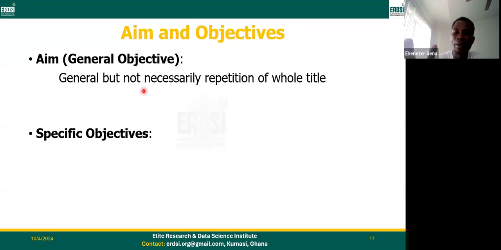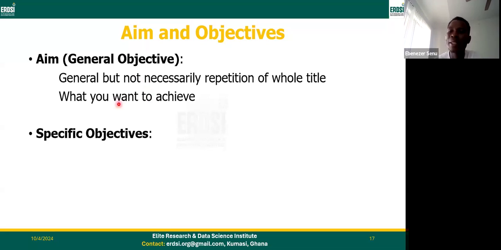To assess the prevalence and factors associated, that is acceptable. But it's not always the same, because some topics are very long with a lot of information. It doesn't mean you should always bring all the information in your title to your aim or your general objectives. It's just what you want to achieve, generally. That's the general aim, everything in one sentence. This one is just one sentence.